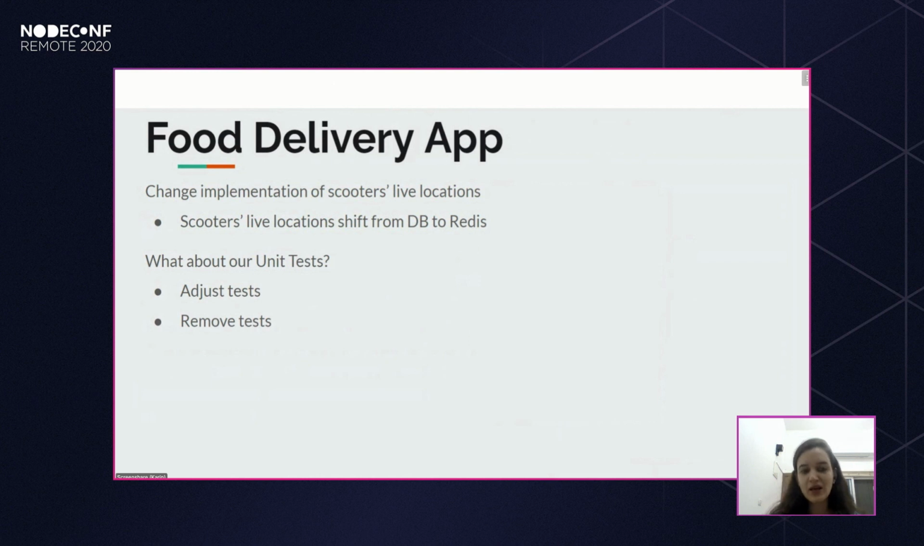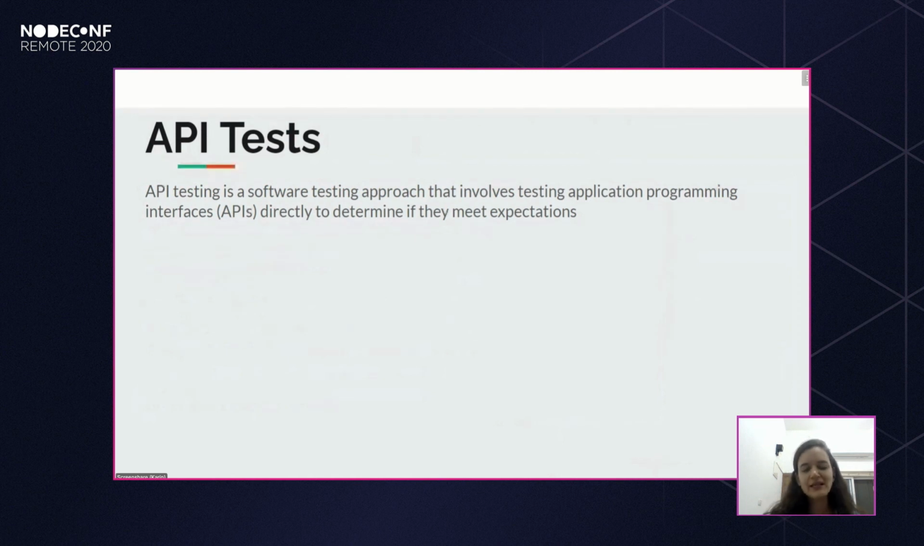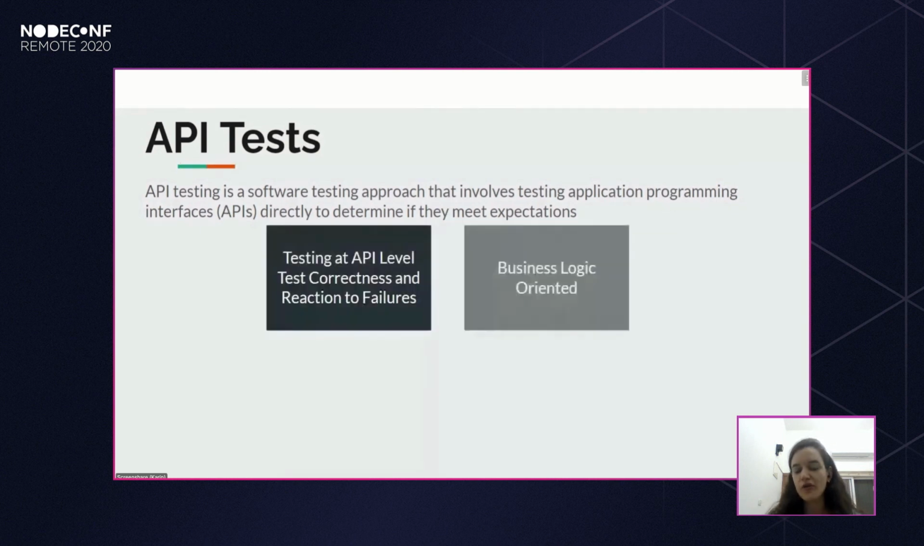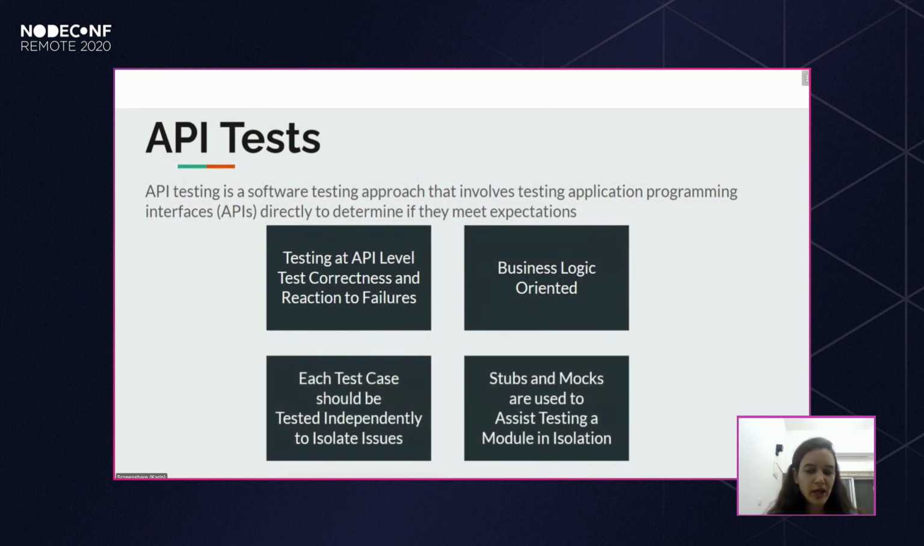And changing tests, it's a good scenario. The bad scenario would be that we will have to rewrite the entire test suite. So what if we wrote API tests in the first place? API tests are much like unit tests, but they're basically testing your application on the API level. It's business logic oriented. So it tests whether business logic through the API actually had happened. And much like unit tests, again, each test case should be tested independently in order to isolate issues, and we are again using stubs and mocks in order to test a module in isolation.